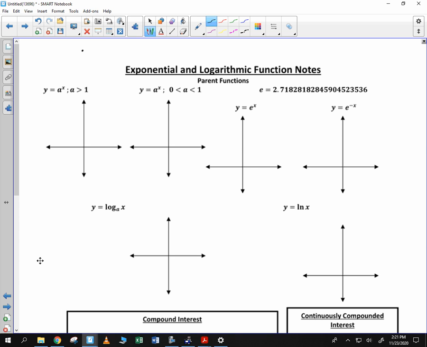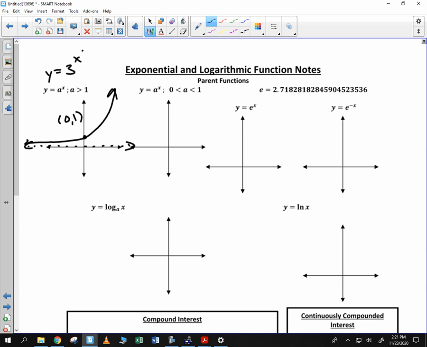So let's talk about the parent functions that we have then. If a is greater than 1, say you have y is equal to 3 to the x, the parent function has a horizontal asymptote of y is equal to 0, passes through the point 0, 1, and it looks like this. That is the general shape, okay?